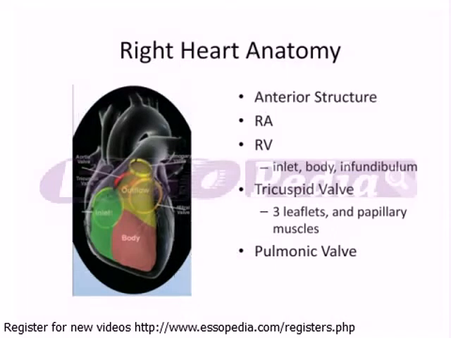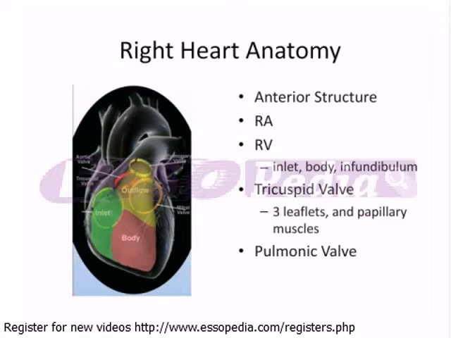The right heart is situated in an anterior position. Therefore, it's often seen better by transthoracic echo, as it is in the near field of the echo study. The right heart is composed of the right atrium, the right ventricle, which in itself is composed of three segments, the inlet, the body, and the infundibulum. Also in the right heart, we have the tricuspid valve, which has three leaflets and papillary muscles, and the pulmonic valve. The right ventricular volume is slightly greater than that of the left ventricle.